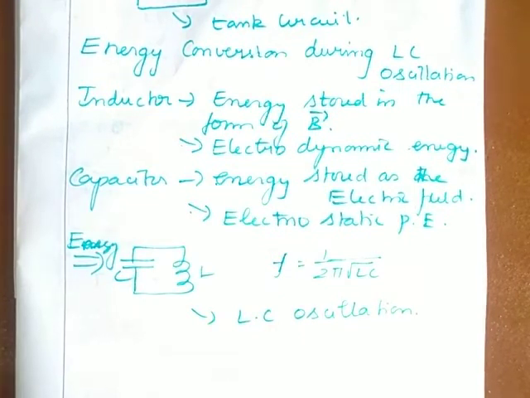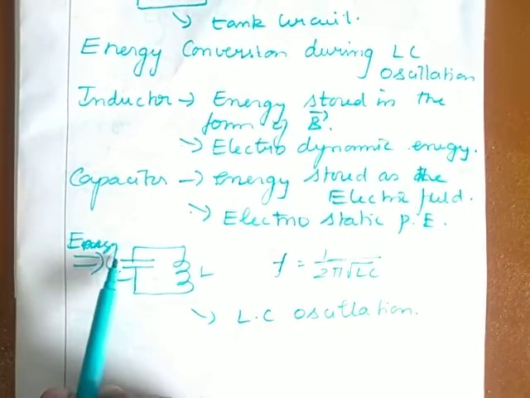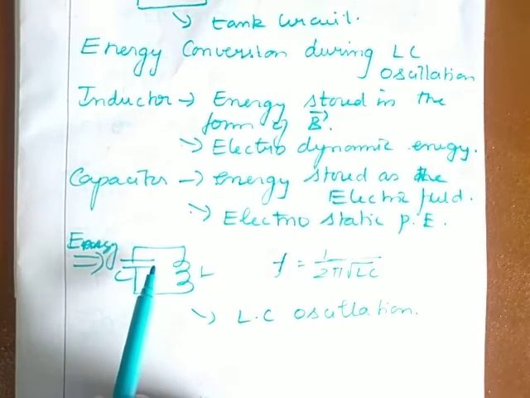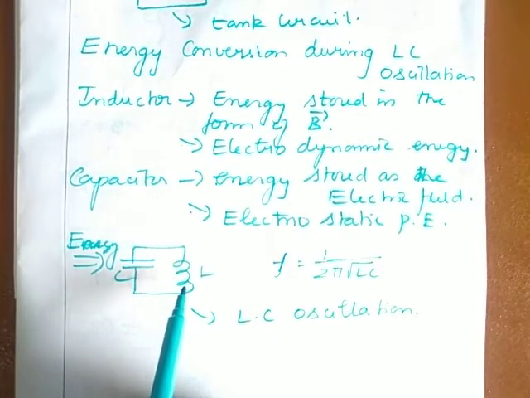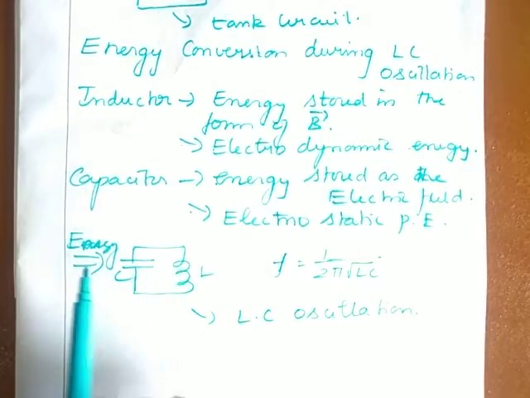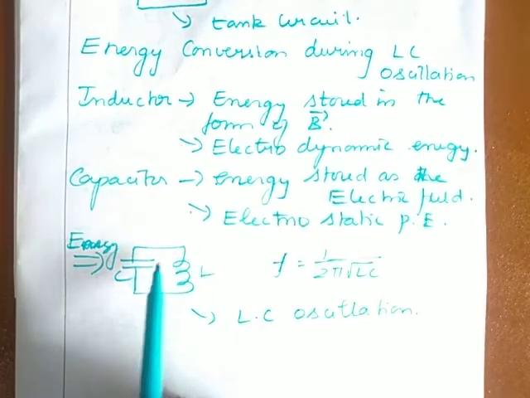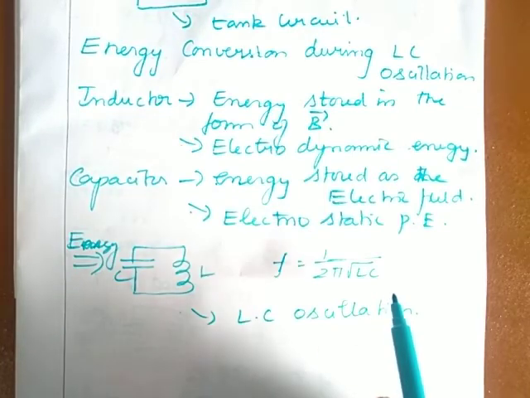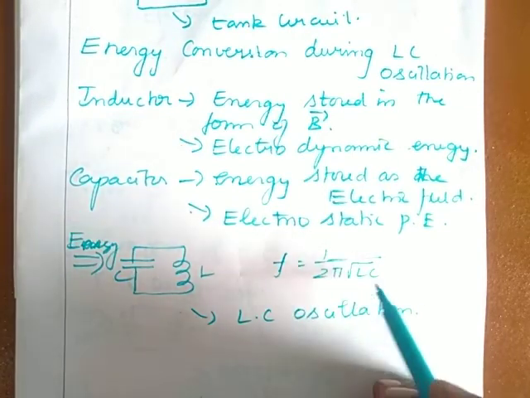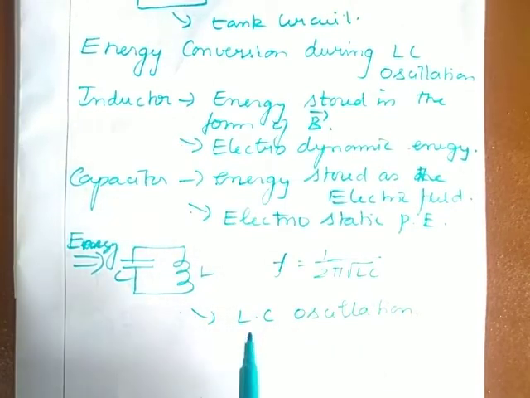It is an easy one. If the energy is applied to a tank circuit consisting of capacitor of capacitance C and inductor of inductance L, then the energy will oscillate back and forth between the magnetic field of the inductor and electric field of the capacitor. Due to this oscillation it generates a definite frequency, that is f is equal to 1 by 2 pi root of LC. This oscillation is known as LC oscillation.